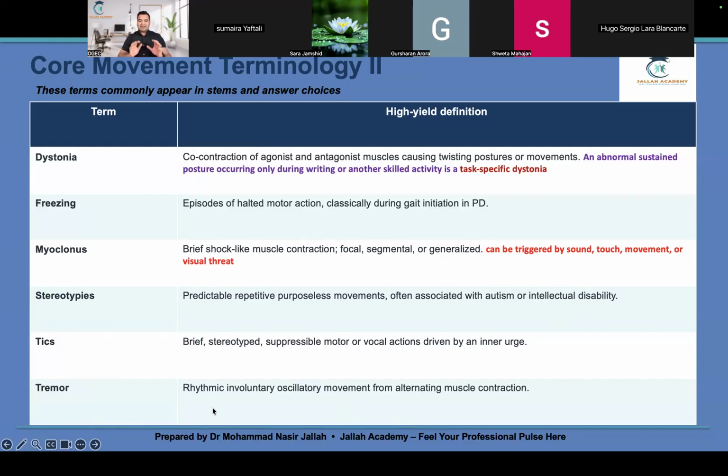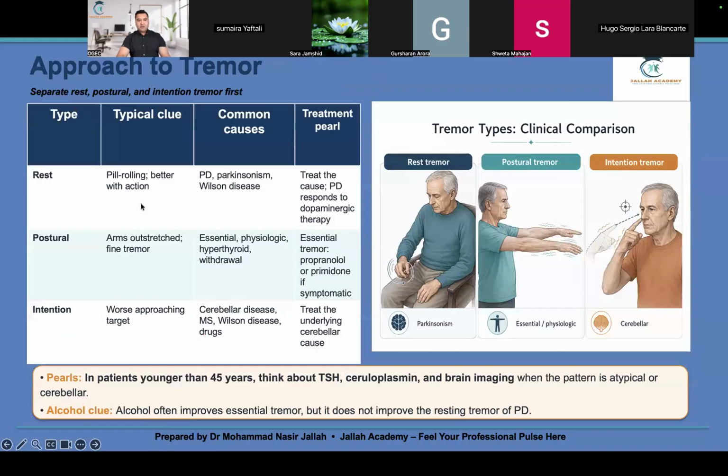Now, tremor. Tremor is a rhythmic involuntary movement from alternating muscle contraction. So you know what this is. You have seen different types of it. Approach to a tremor: separate rest, posture, and intention tremor first. These are commonly the ones being tested, whether you're doing MCQ or NAC-OSCE. Especially in NAC-OSCE, you have to know how to perform all these three on your patient. So you need to know them.